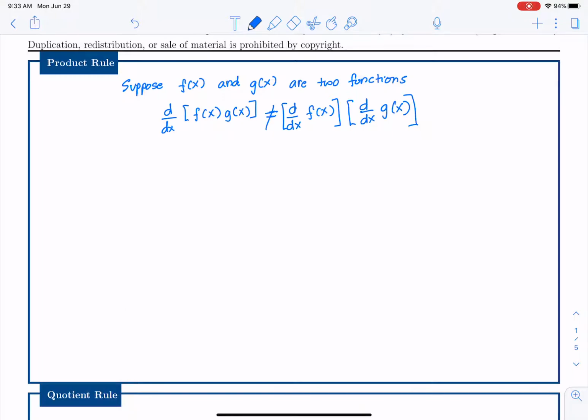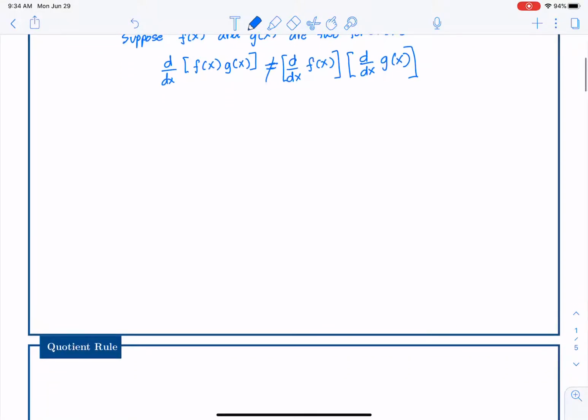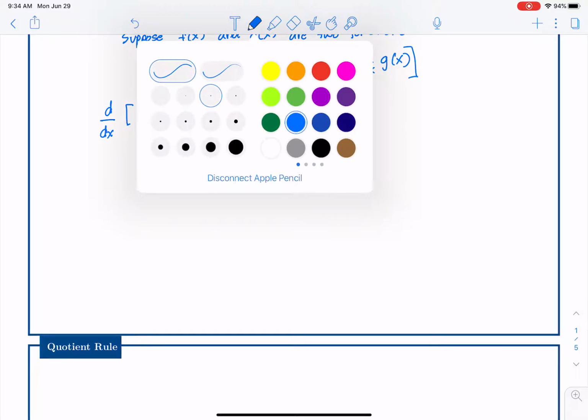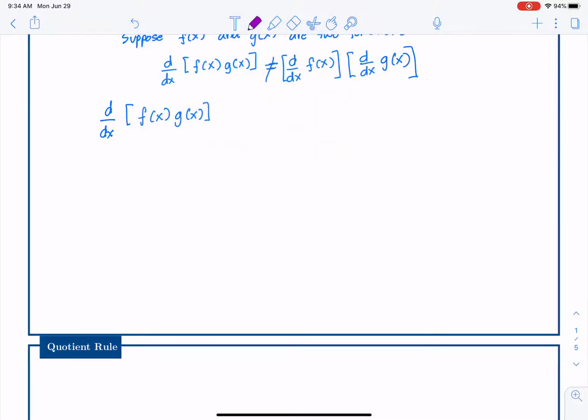If we're adding a bunch of functions, or if functions are in addition or subtraction, then we could simply distribute the derivative and take the derivative of each function. But we can't do the same thing when we have a product. So we have a rule which is called the product rule. And I like to use a simpler notation.